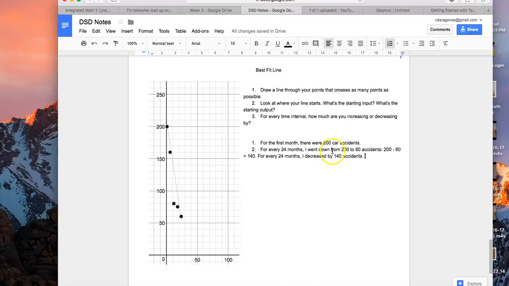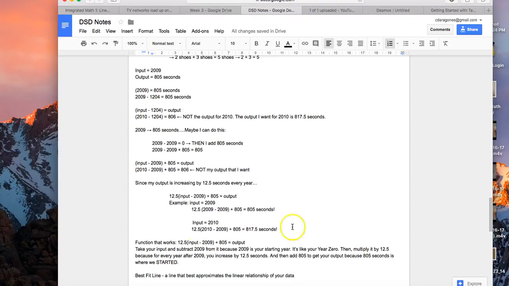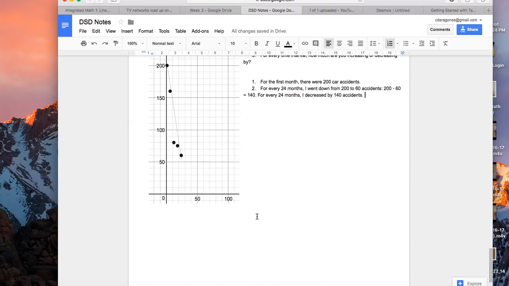So now that you have these two pieces of information, you can do exactly the same thing as we did up here. So we know that our starting month, our input, I want to take away 1 because it's like my year 0. Then I decrease, so this is a negative number. I decrease by 140. No, sorry, I'm so sorry, let me fix that. Okay, so let's rewind a little bit. So for every 24 months, I decrease by 140 accidents. So I go down 140 accidents.